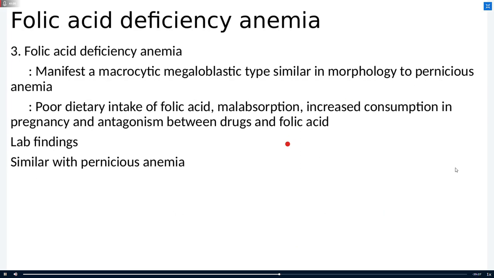Okay, another one would be your folic acid deficiency anemia. So your folic acid deficiency anemia class manifests a macrocytic megaloblastic type that is similar in morphology to pernicious anemia. This is due to poor dietary intake of folic acid, malabsorption, increased consumption in pregnancy, and antagonism between drugs and folic acid. This is similar class with your pernicious anemia. Mas common lang siyang nangyayari due to poor dietary intake of folic acid. So if notice nyo, walang parang pathological effect or pathological cause talaga siya.